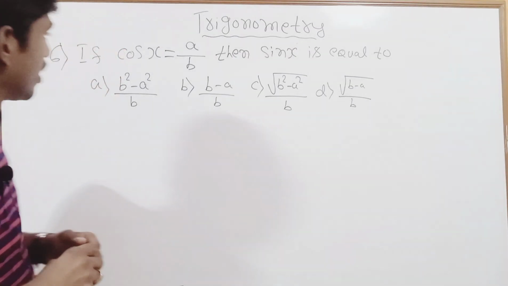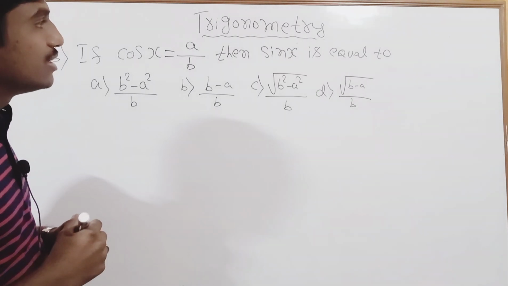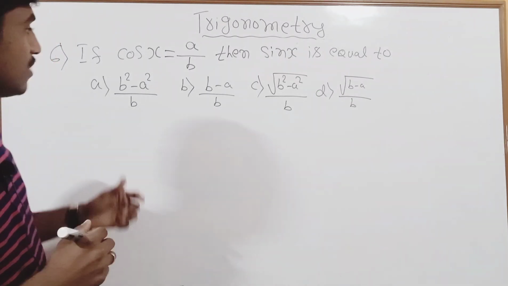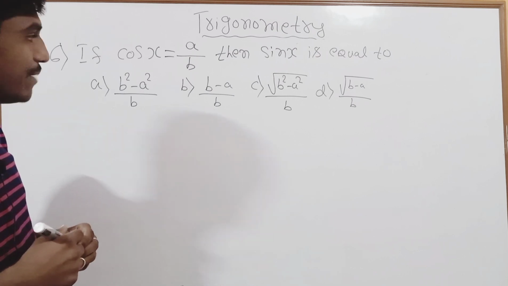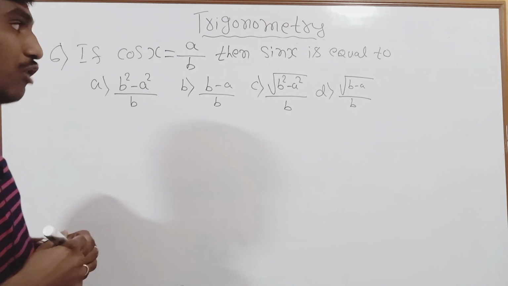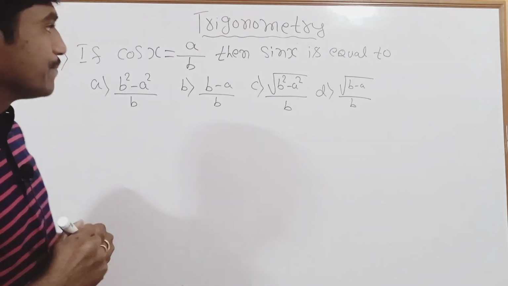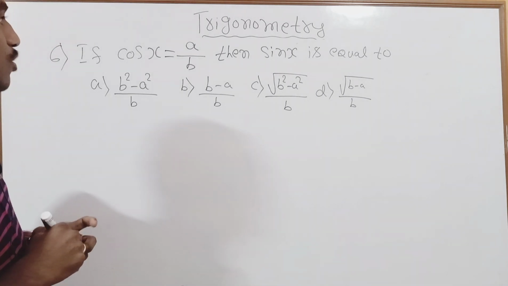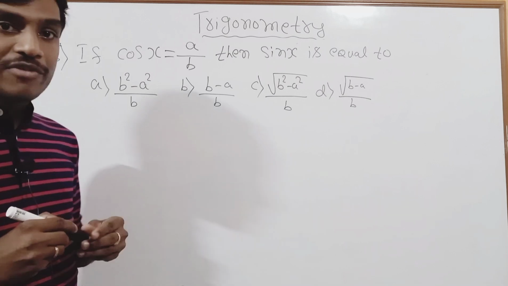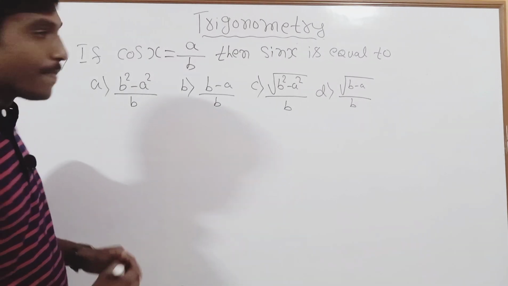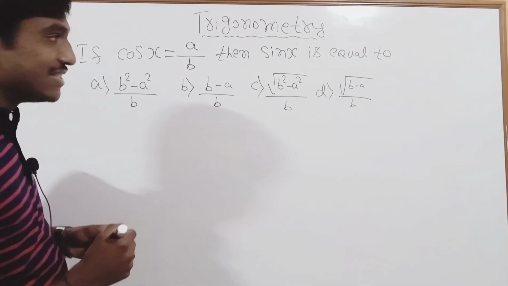Next question. Here, if cos x equals a by b, then we need to find the value of sin x. They have given 4 options here: (b square minus a square) by b, (b minus a) by b, root of (b square minus a square) by b, and root of (b minus a) by b. In this question, cos x is given and we need to find sin x. The relationship between sin x and cos x is the identity sin square x plus cos square x equals 1.